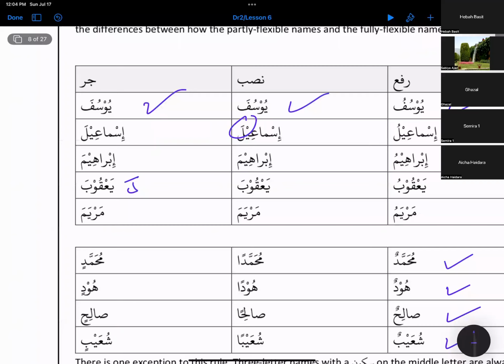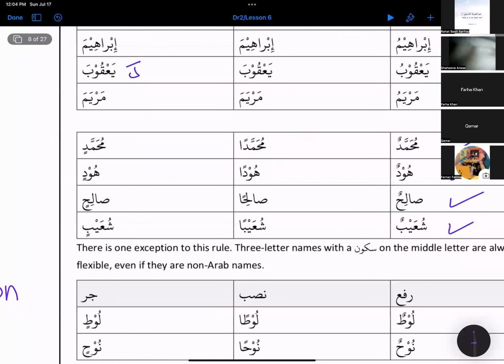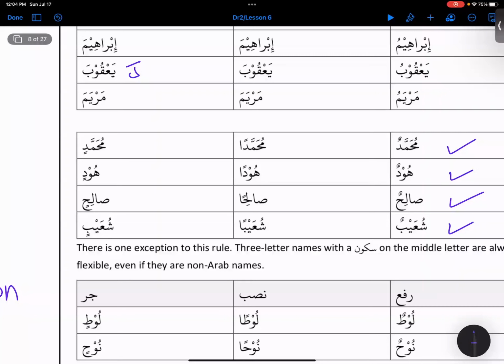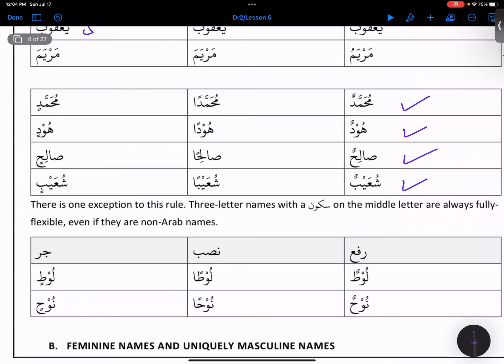Then we saw Muhammadun, Muhammadan, Muhammadin, Hudun, Hudan, Hudin, Salihun, Salihan, Salihin. Fully flexible. Shu'aibun, Shu'aiban, and Shu'aibin, fully flexible. Why? Because they are Arab names. Is everyone clear? Alhamdulillah.